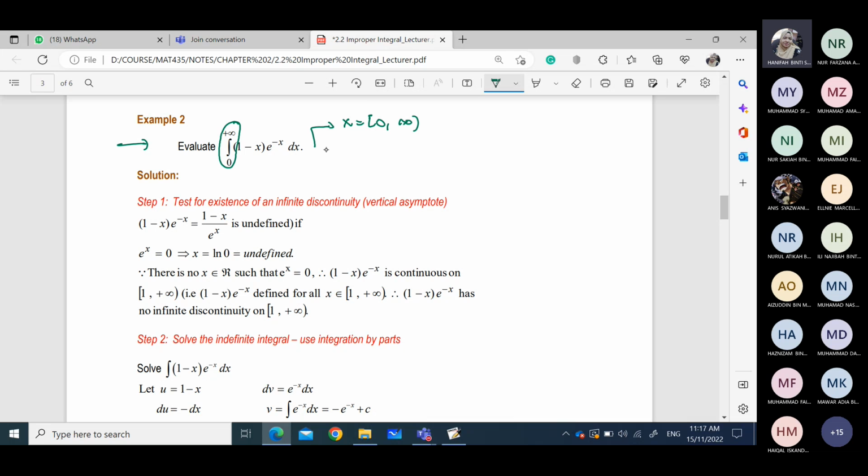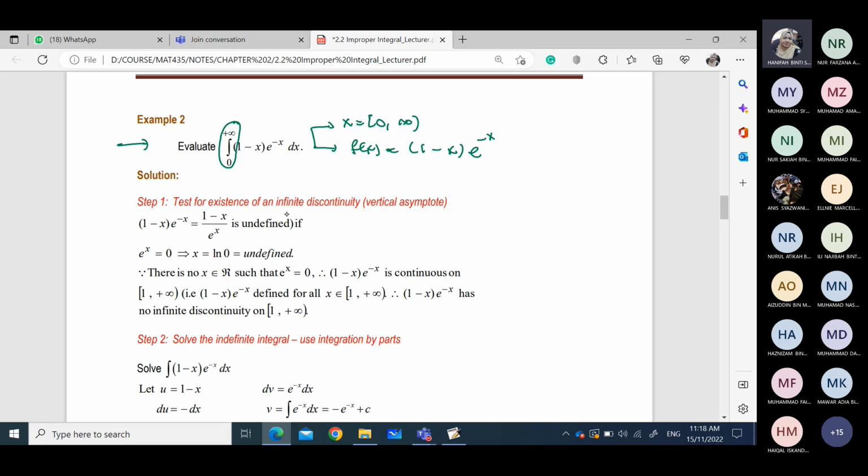Second, the function kita adalah 1 minus x times exponent negative x. So this is our function. Here we have 2 steps. Before we solve for this improper integral, first we need to test the discontinuity. Kita nak check, discontinuity ada tak? The discontinuous between this interval.